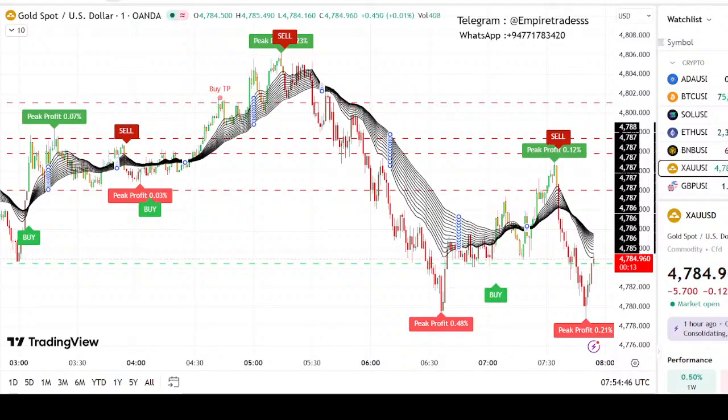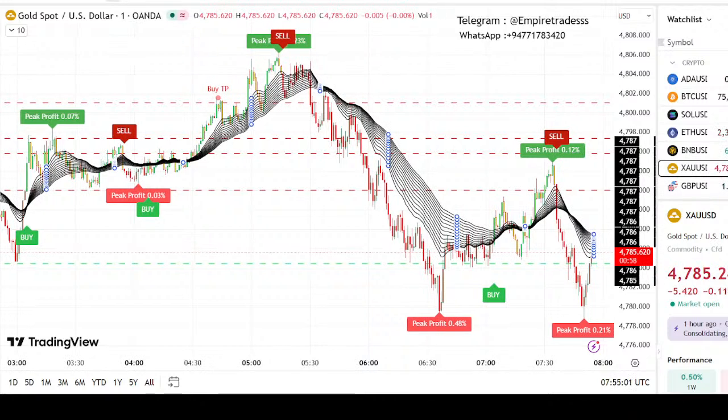Utilizing a combination of technical analysis tools and fundamental analysis to understand market conditions and predict price movements can enhance trading outcomes. Patience and discipline are also essential. Sticking to a well-defined trading plan and avoiding emotional trading can lead to more consistent results.